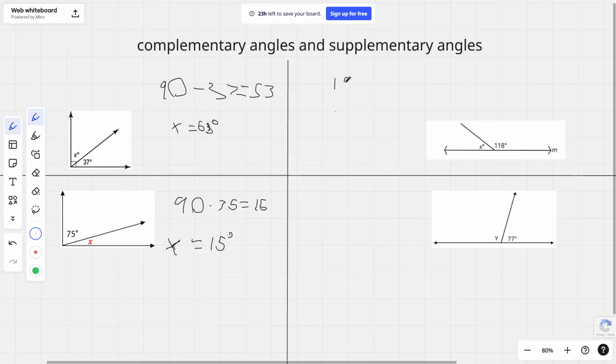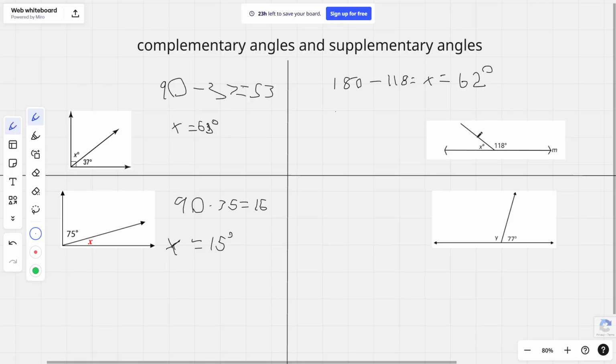Basically like this. 180 minus 118 is equal to X. It's also equal to 62 degrees. That's your final answer, 62 degrees.